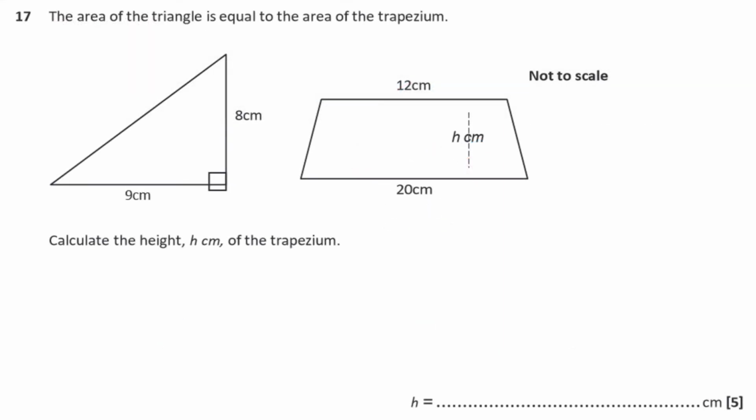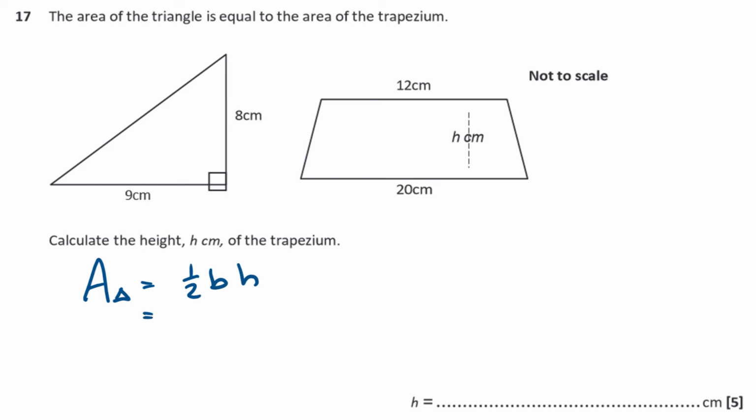Question 17, the area of a triangle is equal to the area of the trapezium. Calculate the height h of the trapezium. Okay, so we need to know the area formulas for these various shapes and then use them, I think. One forward, one backwards. Okay, let's start with the triangle. The area of a triangle, do you know the formula for that? It's just half base times height, isn't it?